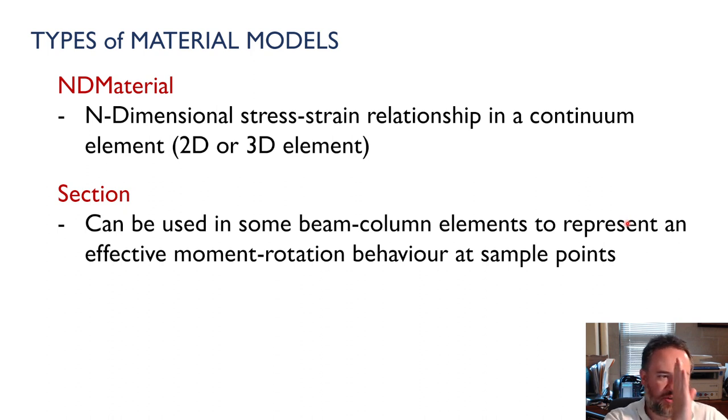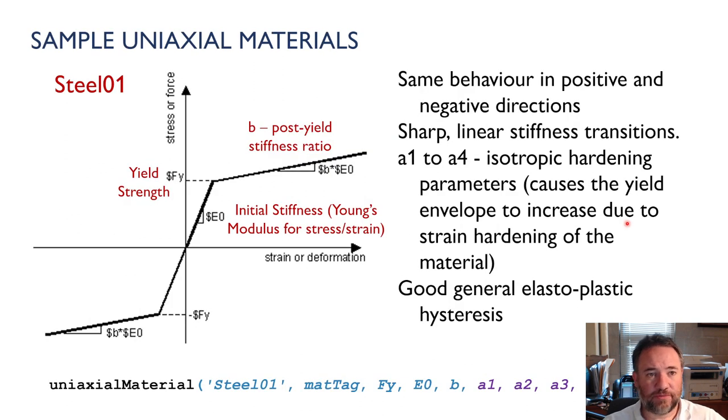So basically you define a section, you make that section either a fiber section or a regular moment rotation section or whatever, and then you put your material into the section, and then you put your section into the beam instead of going directly from material to beam, for example. That's a common use of sections, which we will use.